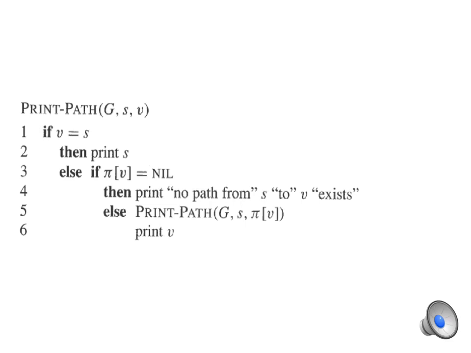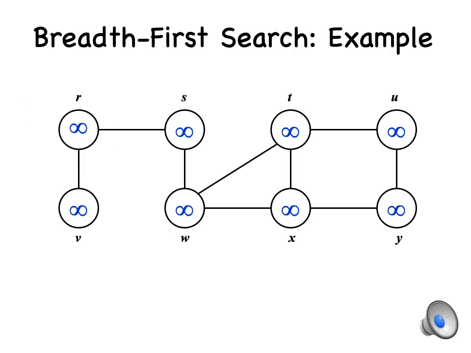It has only one node. Else, if pi of v is equal to nil, that means it is only the source. So there is no path from s to v. Else, you have to print all the path from s to v, which is already stored in the array pi of v. Now let us explain this using an example.